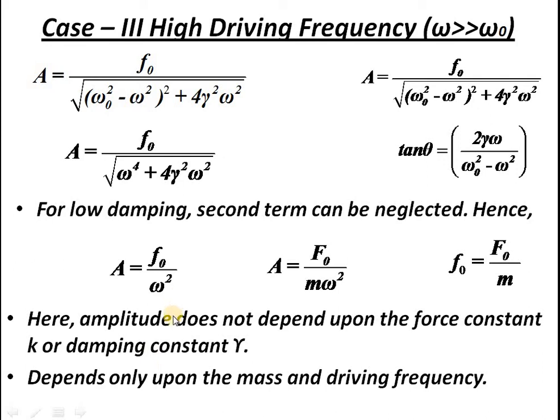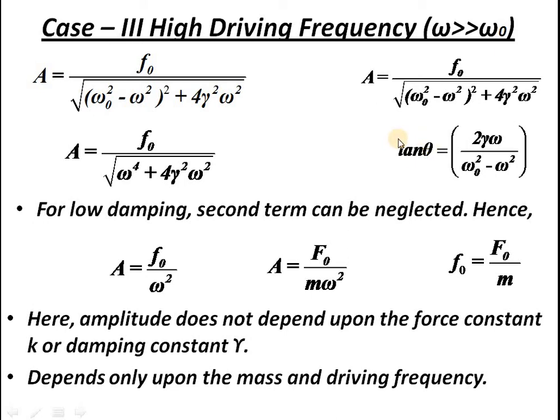It has nothing to do with the force constant k or the damping constant gamma. The damping constant gamma becomes irrelevant only when gamma is small. Otherwise, you have to take into account the gamma factor. Keep in mind there is only an approximation here. Otherwise, the actual equation is this one: A is equal to f0 by root of omega raised to 4 plus 4 gamma square omega square. And you can see the amplitude depends on mass as well as the driving frequency. So depending on the value of omega, the amplitude depends on many physical quantities.